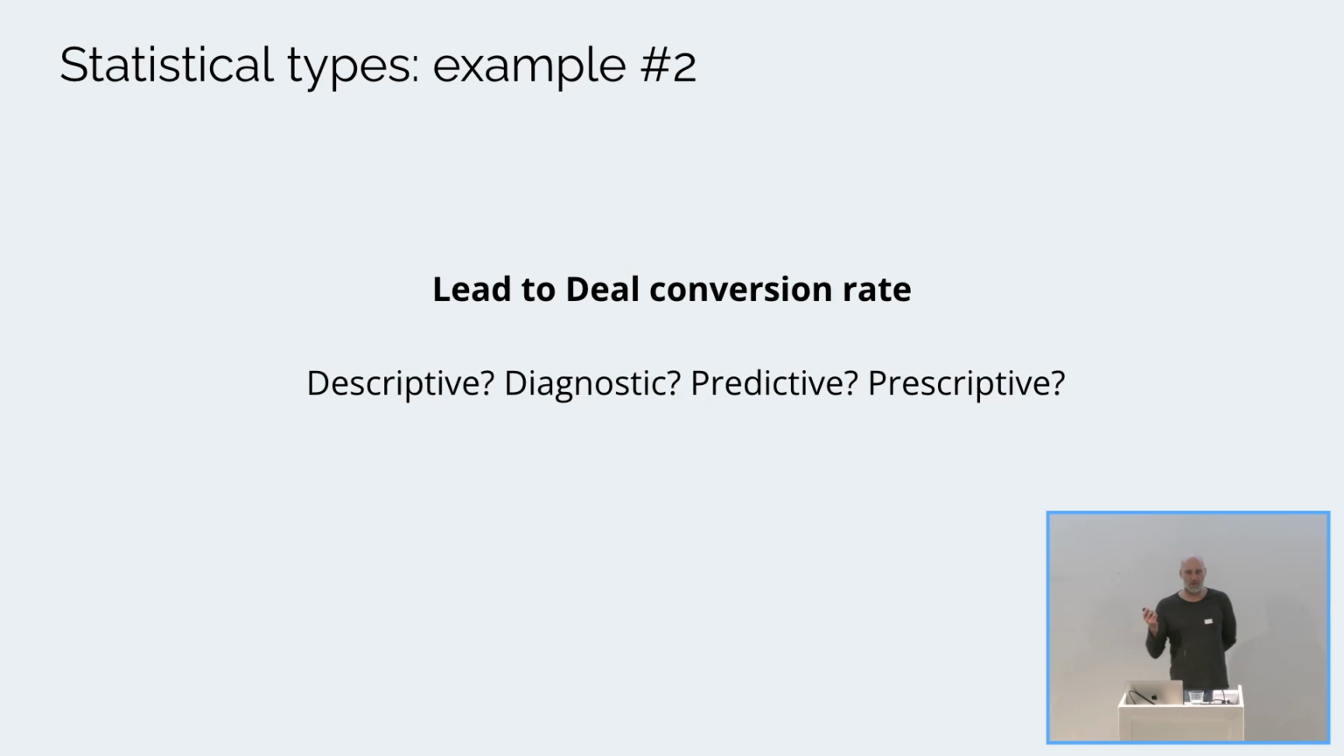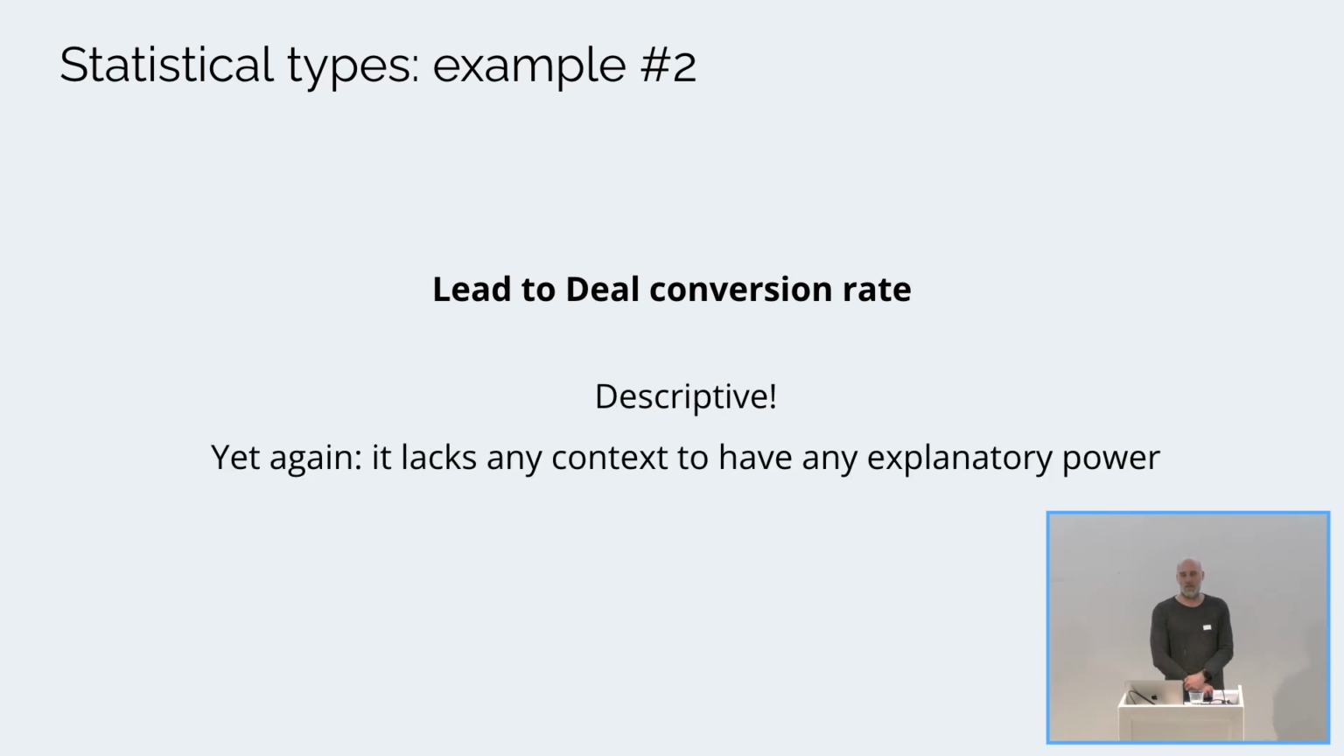Another one, lead to deal conversion rate. Diagnostic. Yeah, why? Because it tells you that there might be something wrong either in who you're targeting or how the product is presented. It identifies a problem. It could signal something, but yet again, it's only descriptive, because we still don't have any context. We only know that this is the conversion rate, and we might know over time that it goes up or down, but we still don't have any reasons behind it.